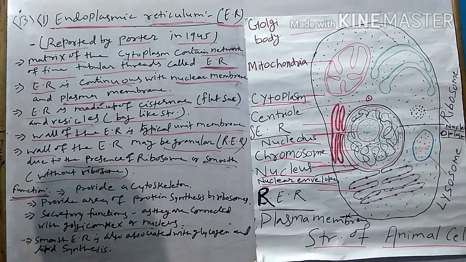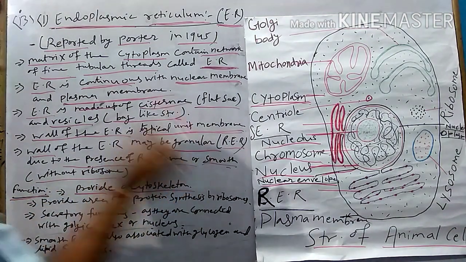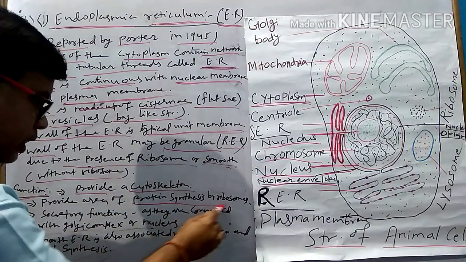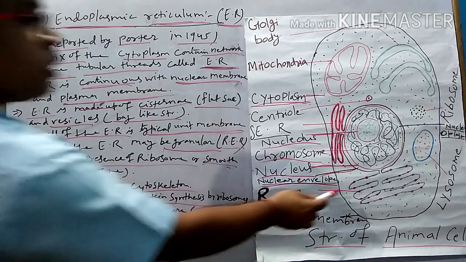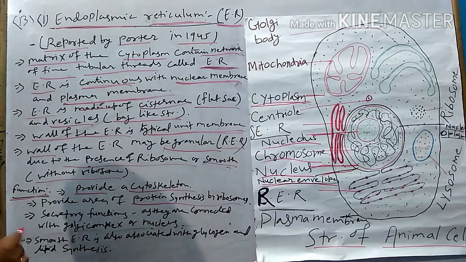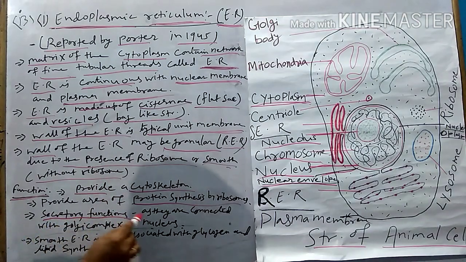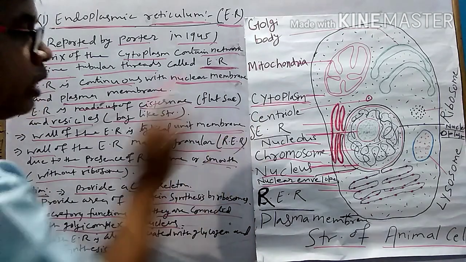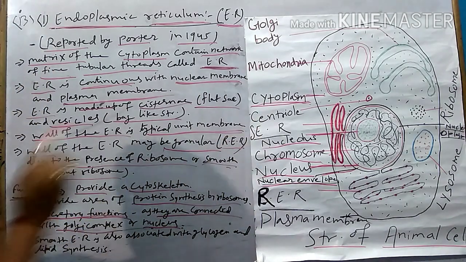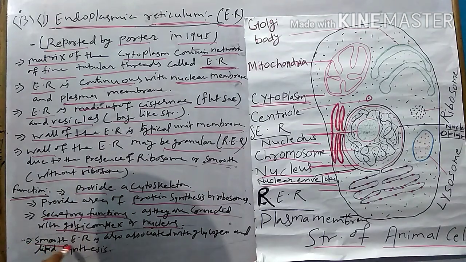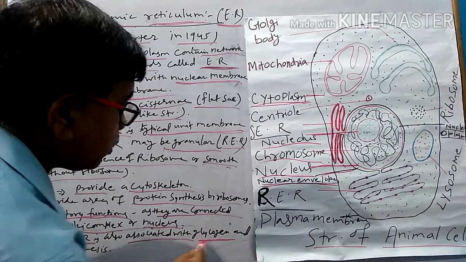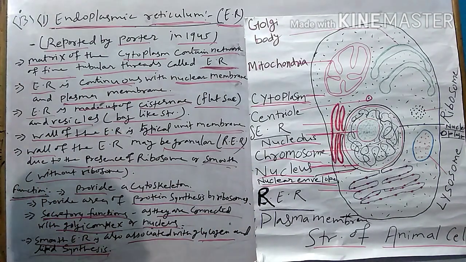Then the functions. It provides a cytoskeleton. Next, protein synthesis by ribosome. Here is the ribosome. Next function, secretory functions, as they are connected with the Golgi complex or nucleus. The smooth endoplasmic reticulum is also associated with glycogen and lipid synthesis. Lipid is the chemical name of fat.